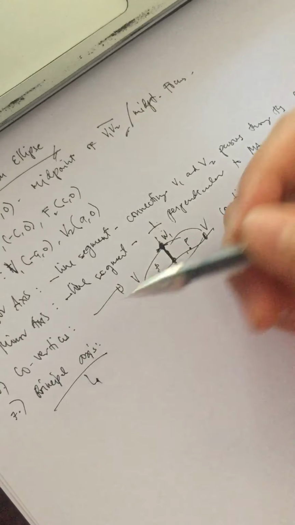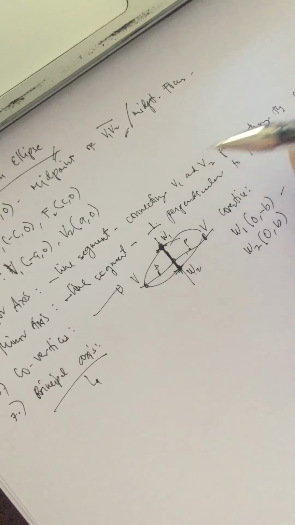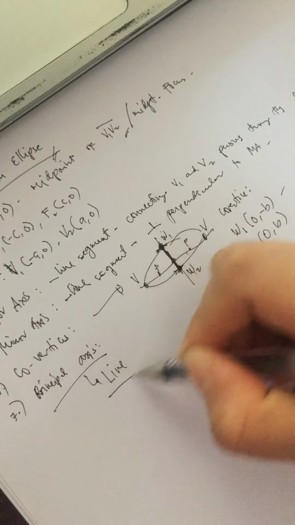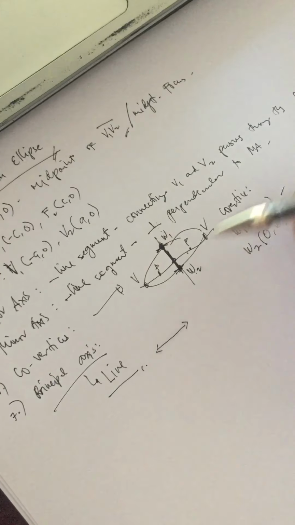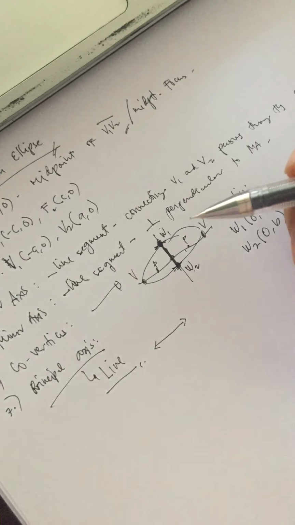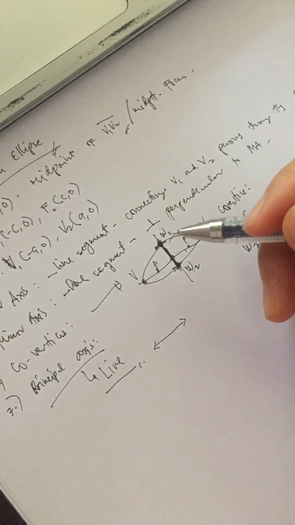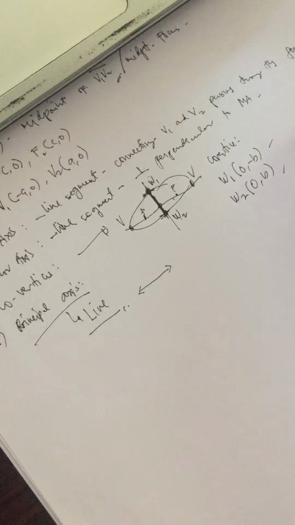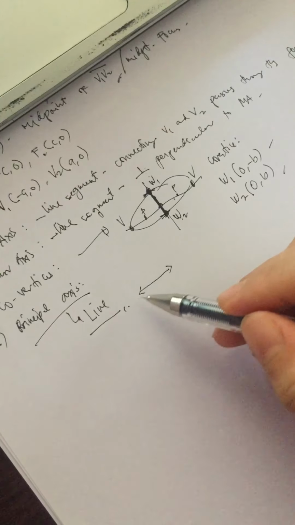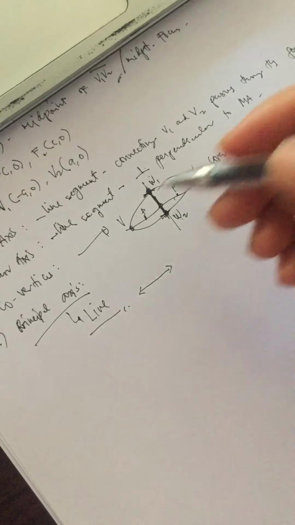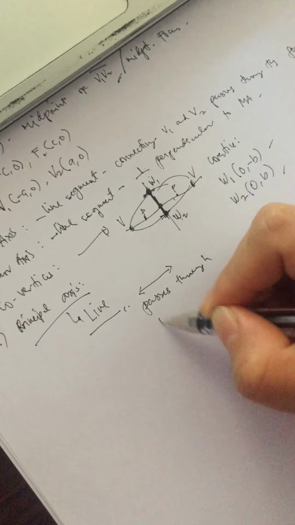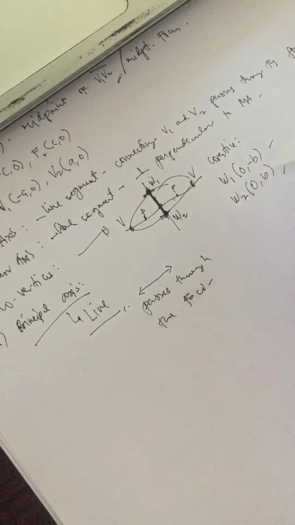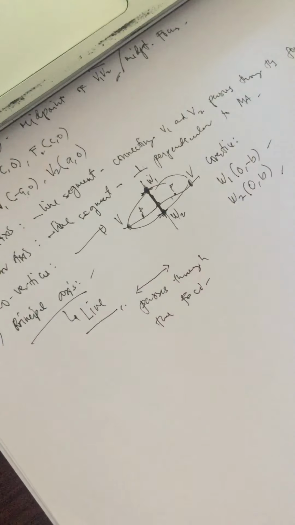Next, last one is the principal axis. Principal axis is the line. Hindi siya line segment, kundi isa siyang line that passes through the foci. Isa siyang linya. So, pag sinabi mong linya, endless yung kanyang point. Yan siya ang line that passes through the foci. Yan siya ang ating principal axis.